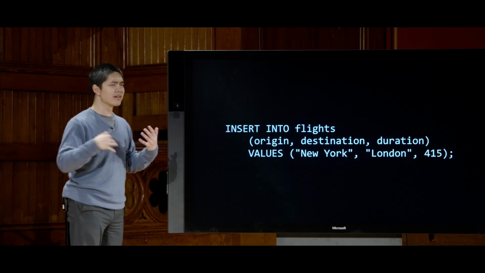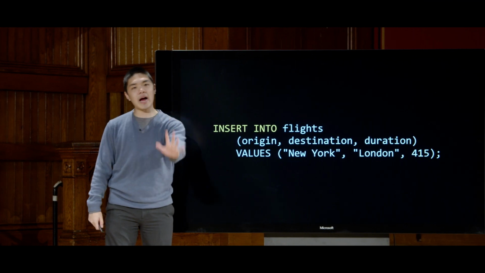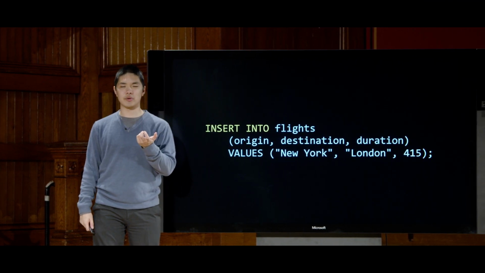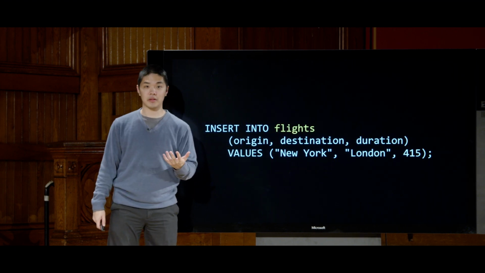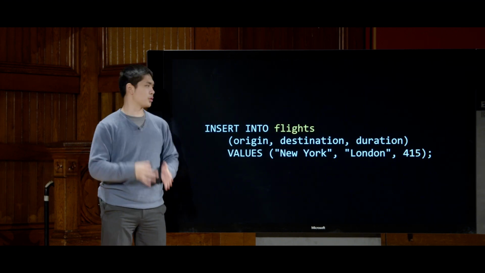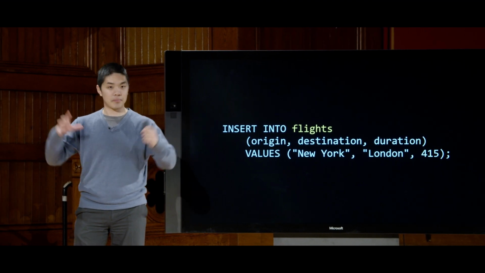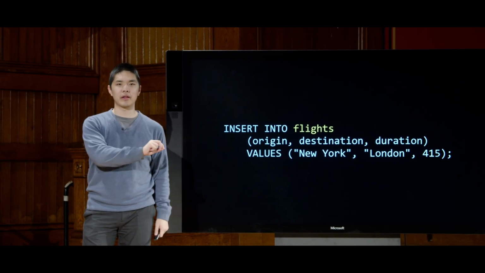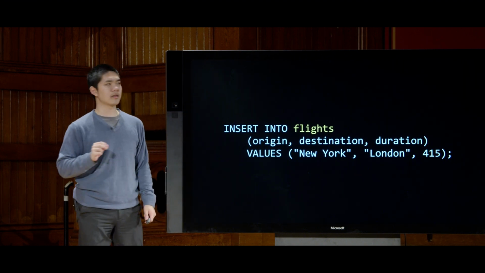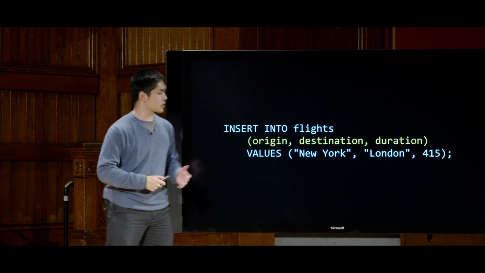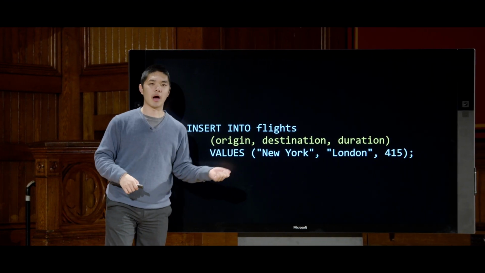The command is generally going to look like this, where we're going to say insert into to say I would like to add a new row to a table. Following that, we provide the name of the table, something like flights, to say I would like to add a new row to the flights table. And following the name of the table, we need to provide, in parentheses, a comma-separated list of all of the column names for which we are going to provide values. So here I've said I want to provide values for the origin, destination, and duration of this flight.